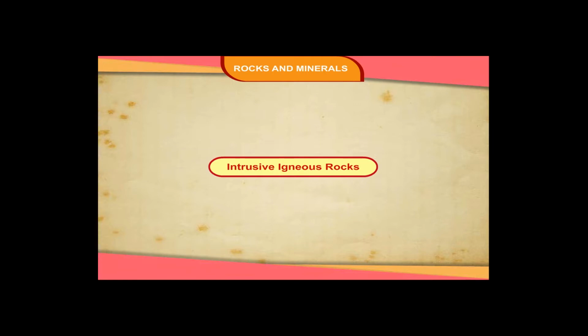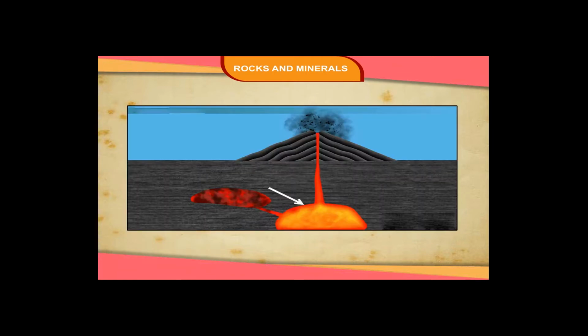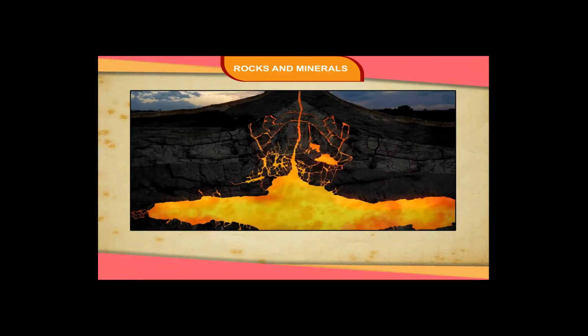Intrusive igneous rocks. They are formed by the solidification of magma below the surface of the Earth, in the cracks or joints. Inside the Earth, magma cools down very slowly and as a result forms crystals of large size.